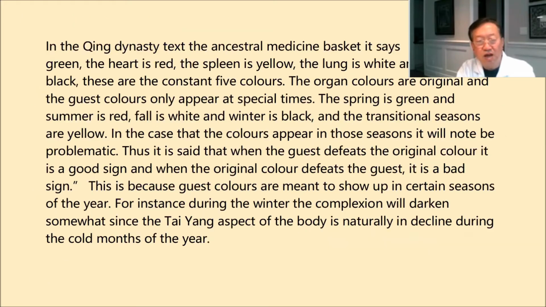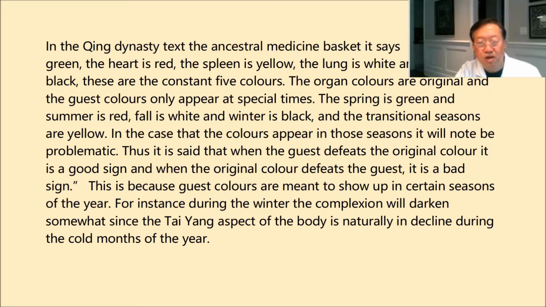In the Qing Dynasty text, the Ancestral Medicine Basket, it says, the liver is green, the heart is red, the spleen is yellow, the lung is white, the kidney is black. These are the five constant colors. The organ colors are original, and the guest colors only appear at special times. The spring is green and summer is red, fall is white and winter is black, and the transitional seasons are yellow. In the case that the colors appear in those seasons, it will be problematic. Thus, it's said that when the guest defeats the original color, it's a good sign, and when the original color defeats the guest, it's a bad sign.